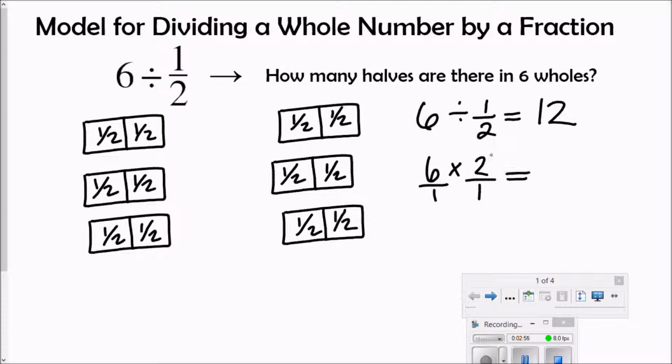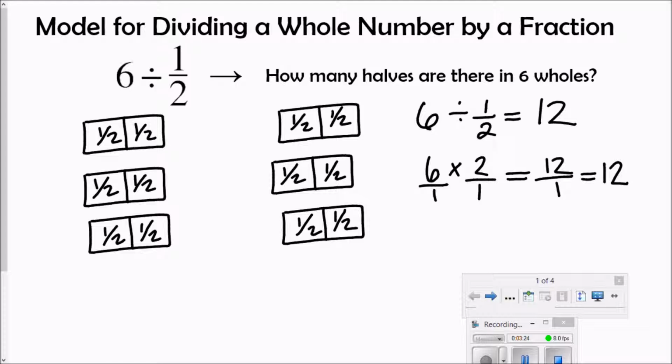And then once I do the keep, the change, and the flip process, I'm going to just simply multiply as if I were just normally multiplying fractions. So I'm going to multiply the numerators. In this case, it'll be 6 times 2, which is 12. And then I'll multiply the denominators. So I have 1 times 1, which is 1. And then I can just write that as a whole number, which is 12.